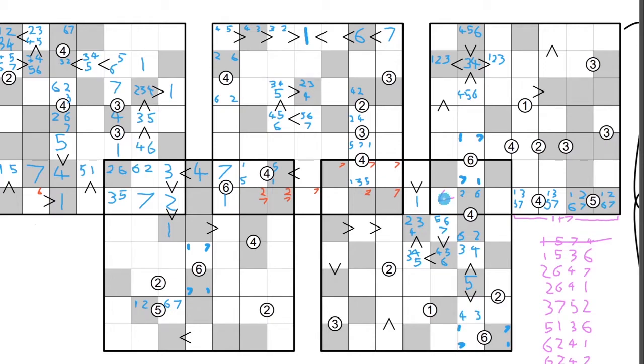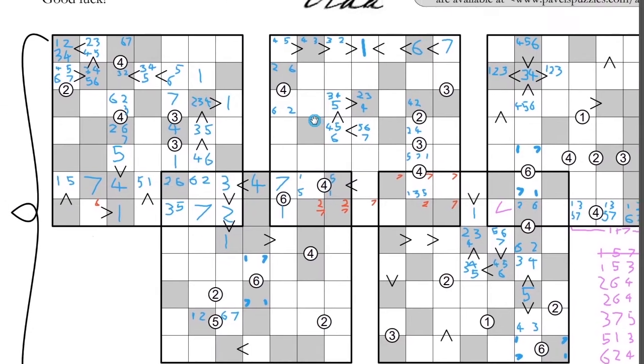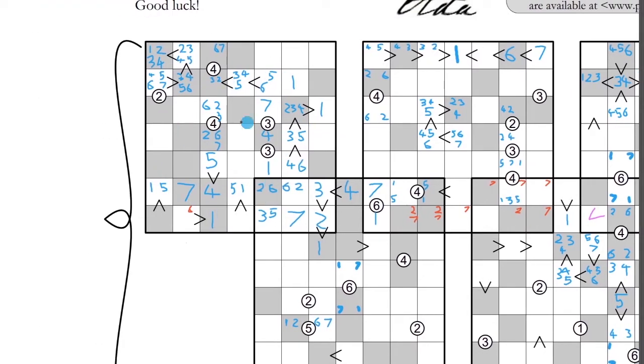So, what number can this be? If this were a one, then this could be a two, three, four, five, six. Basically anything. If this were a five, then it could be just a six. There's got to be more to figure out over here. There's got to be. Zoom in a bit. There we go.